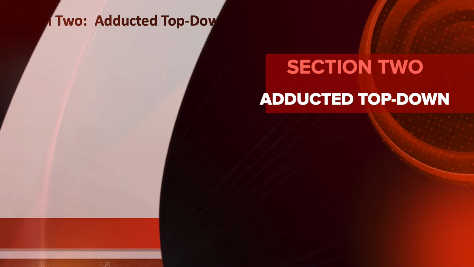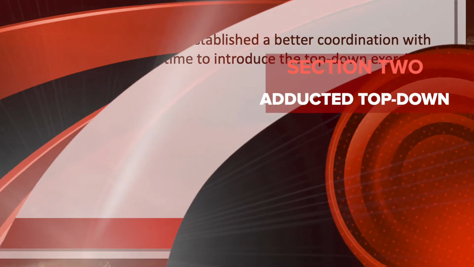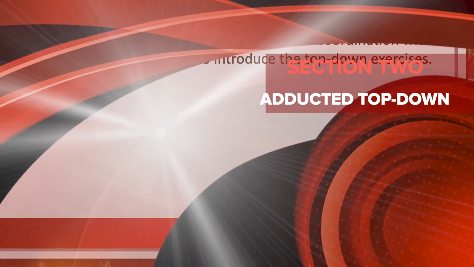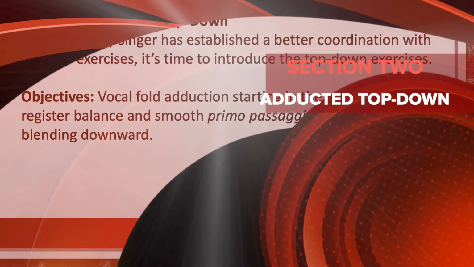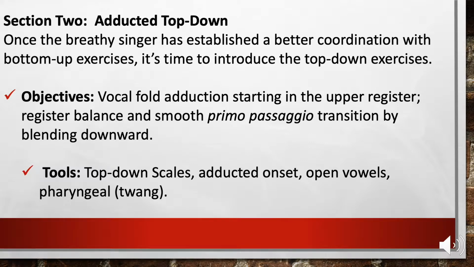Section 2. Adducted top-down exercises. Once the breathy singer has established a better coordination with the bottom-up exercises, it's time to introduce the top-down exercises. Our objectives are vocal fold adduction starting in the upper register, register balance, and smooth primo passaggio transition by blending downward. Our tools are top-down scales, adducted onset, open vowels, and pharyngeal or twang.